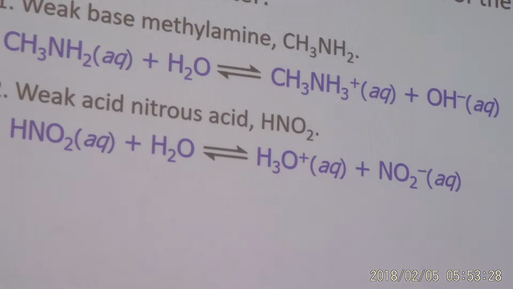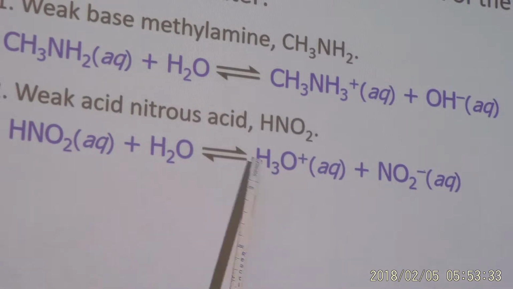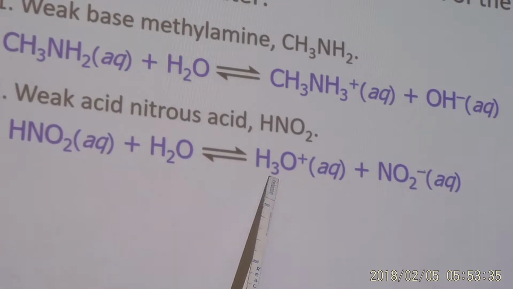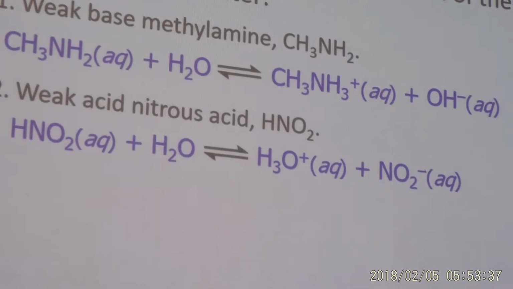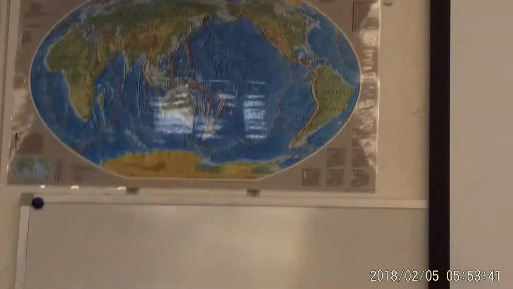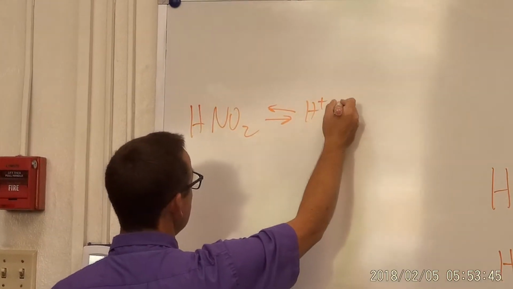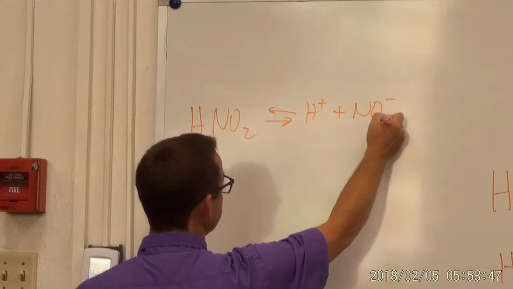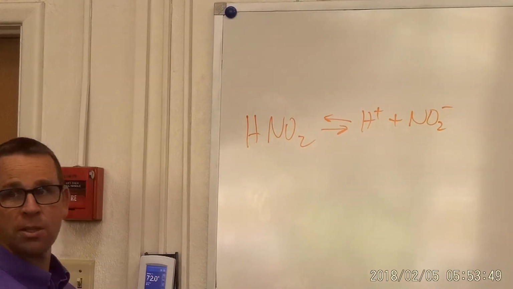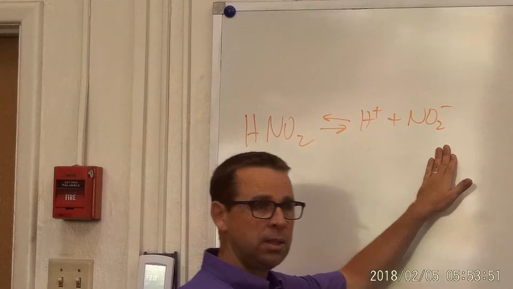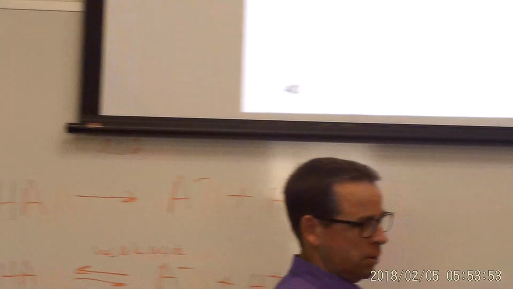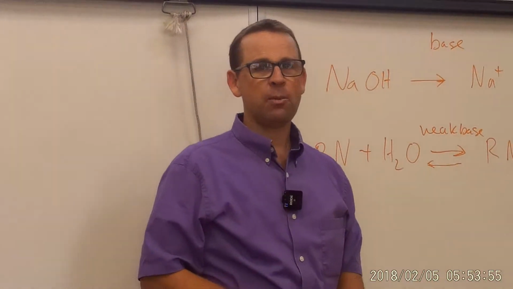Okay, so again, we had our acid giving a proton to water. The double arrows, because it's a weak acid. I would have just written it like this, HNO2 going to hydrogen ion and the nitrite ion. There's the dissociation that I would be interested in seeing. Anybody want to talk about that one?